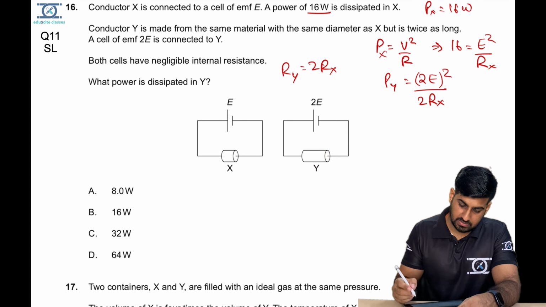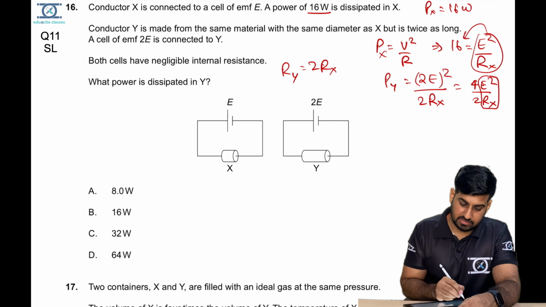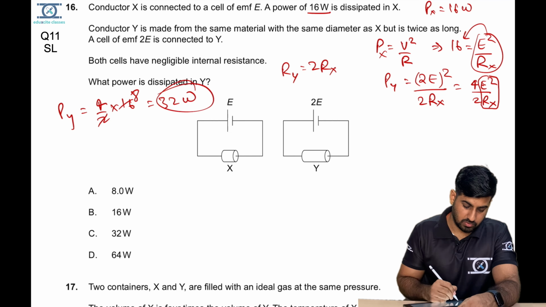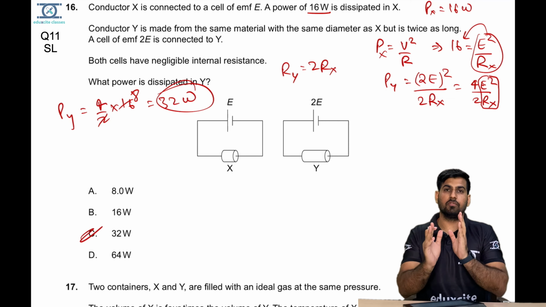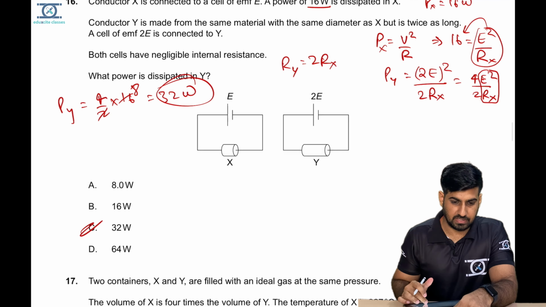So if you compare this, it will become 4E square upon 2Rx, and E square by Rx is nothing but 16. So I can say Py is equal to 4 by 2 times 16, which is equal to 32 watt. So option C is the right answer. So just relate what information is given in the question and accordingly you can solve. Okay, so 16 is answer C.